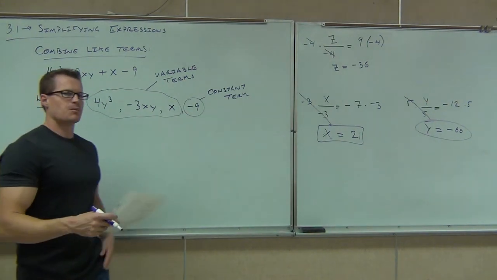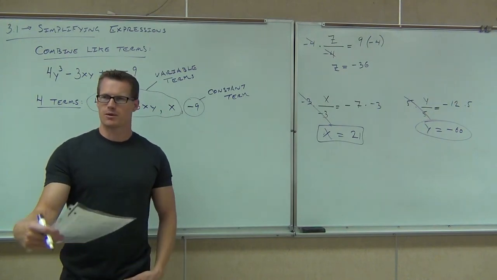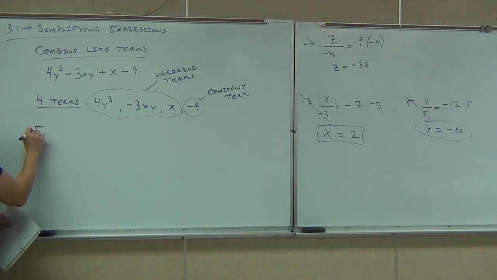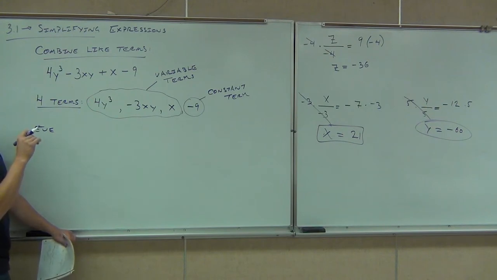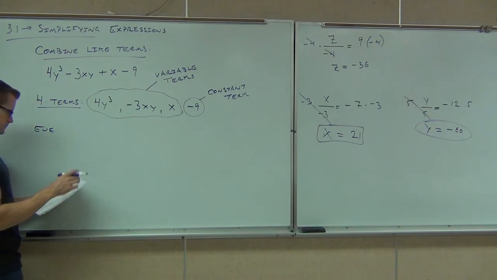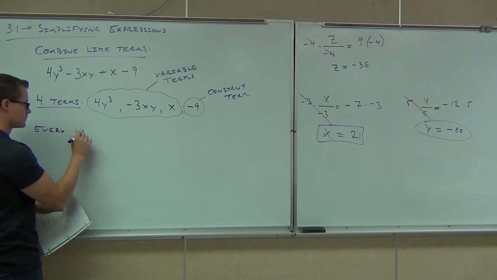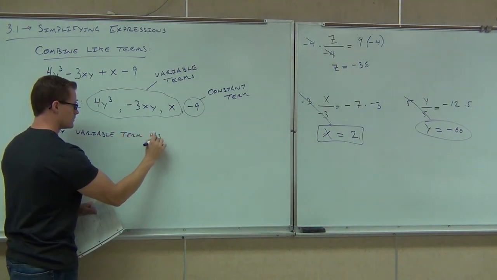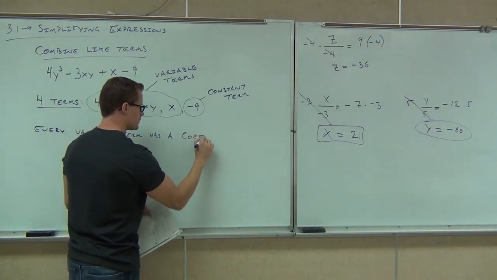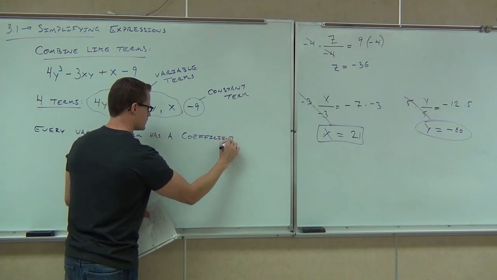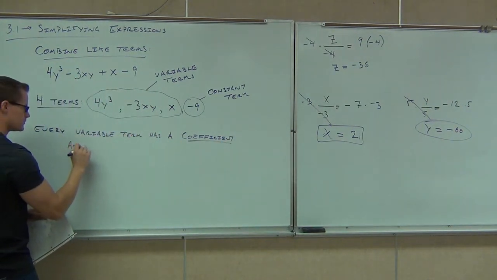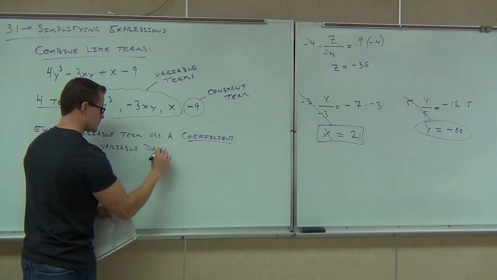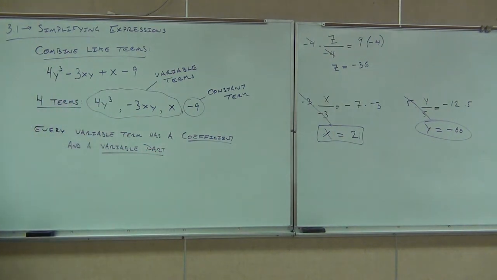Every variable term has a couple parts to it. There's the coefficient, and there's the variable. Say coefficient for me. Coefficient. Good. We need to pronounce that correctly. Every variable term has two parts to it, the coefficient and what's called the variable part.